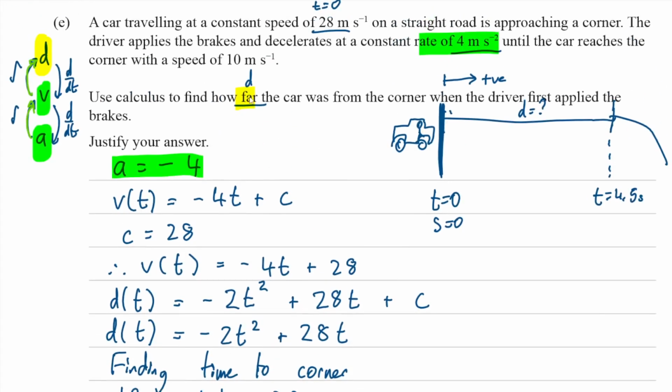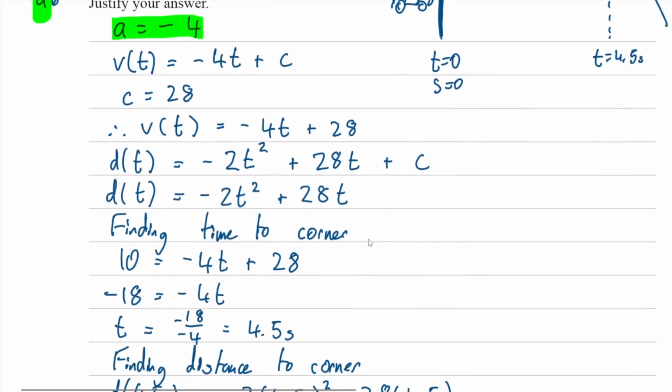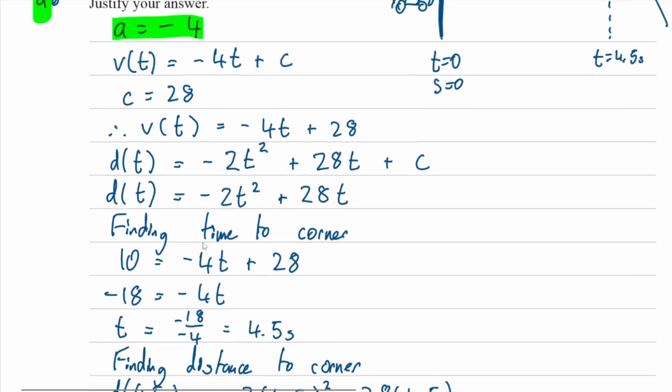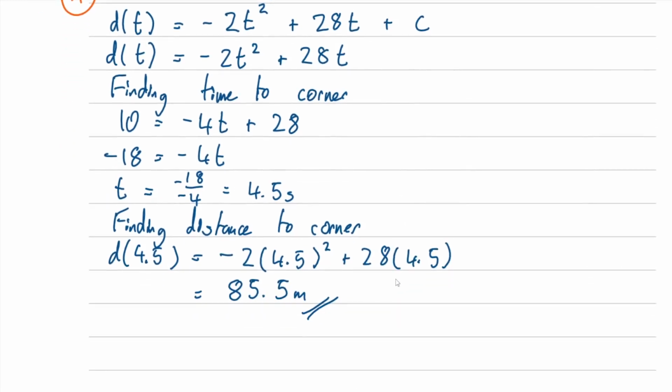However, to find distance, we needed the time it took to get to the corner, so we used the speed equation to find time. And so finding the speed equation was actually the achieved part, because we anti-differentiated. Finding the time it reaches the corner and finding the distance equation was our merit part. And then correctly finding the distance was the excellence part.